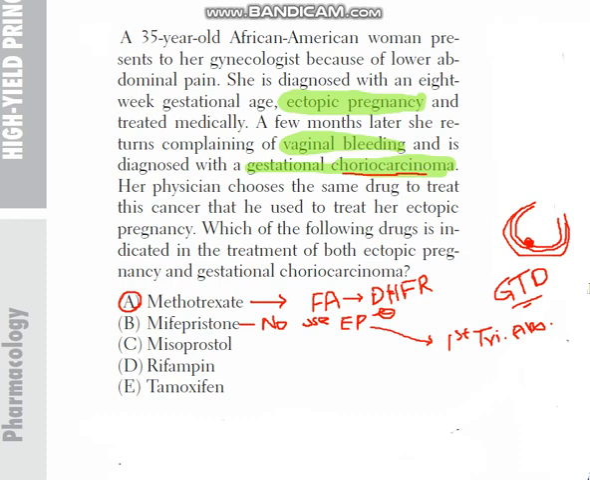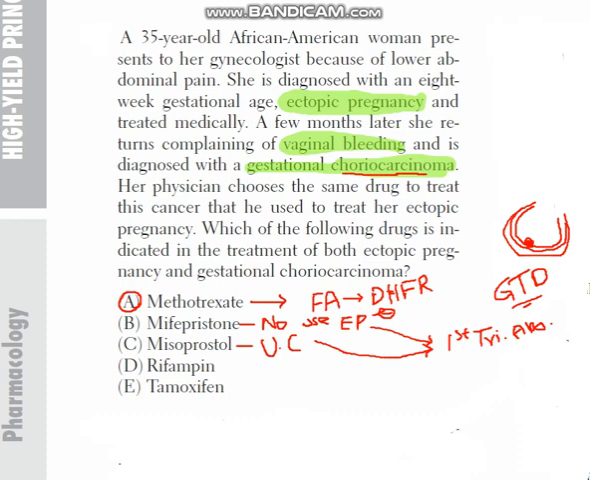And what about misoprostol? Misoprostol is a synthetic analog of prostaglandin. It promotes strong contraction of the uterus, and it is also used in first trimester abortion. Prostaglandin, you know, causes uterine contraction, a strong uterine contraction. So that's why it is used in first trimester abortion, and it has no effect in gestational trophoblastic diseases and ectopic pregnancy.